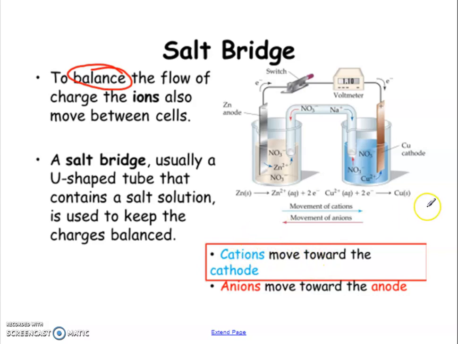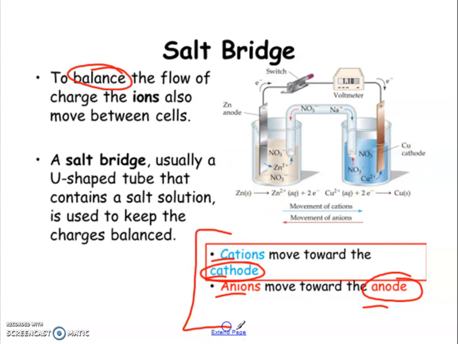So cations always move towards the cathode. Anions always move towards the anode. It's kind of easy to remember because they start with the same letter. Cations go to the cathode, anions to the anode. Please do not remember right side, left side, because this can be drawn in the opposite way, right? Your reduction half cell could have been on the left and oxidation on the right. It's more important to recognize which half cell they would be moving towards.